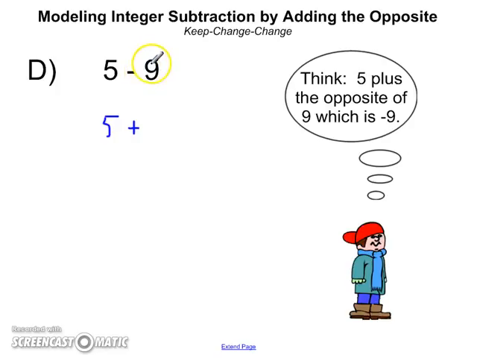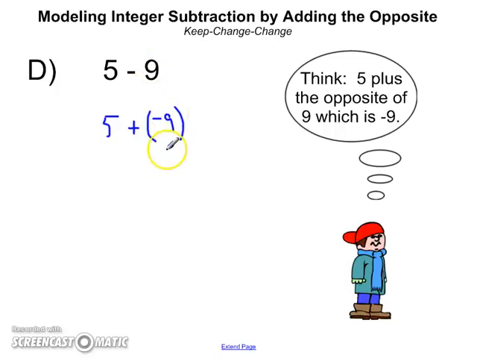Okay, so the opposite of 9 is a negative 9. And here's where my keep, change, change idea comes into play. I keep the 5, I change the subtract to add, and I change the sign of my 9 to the opposite, and the opposite of 9 is negative 9.